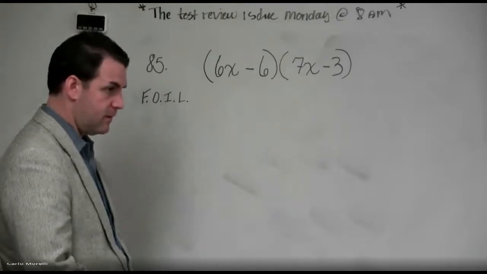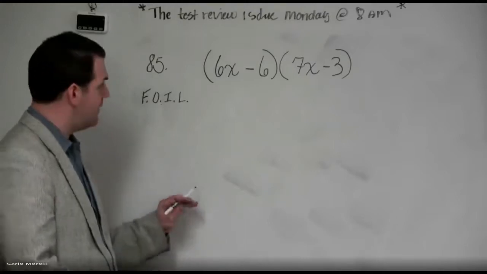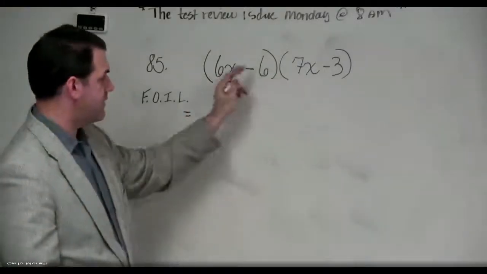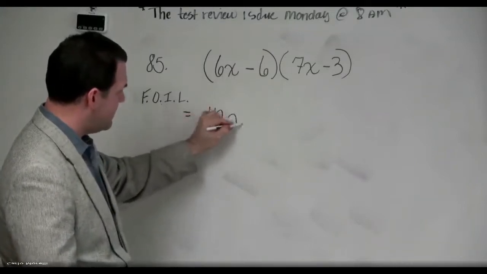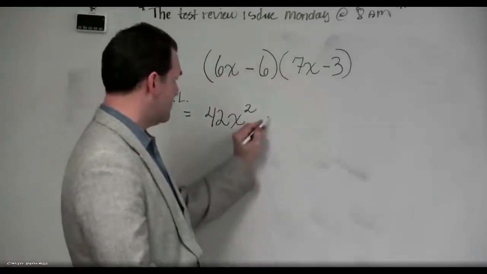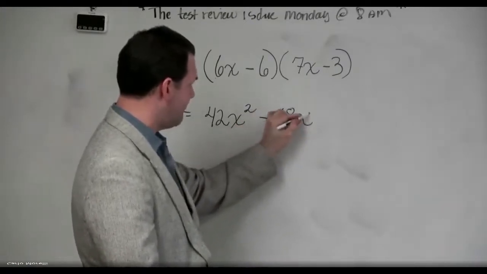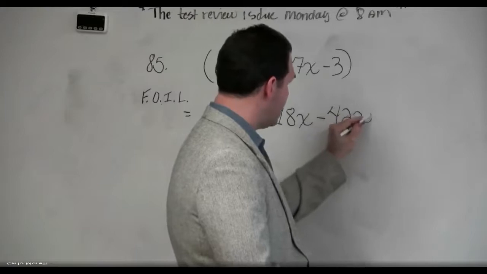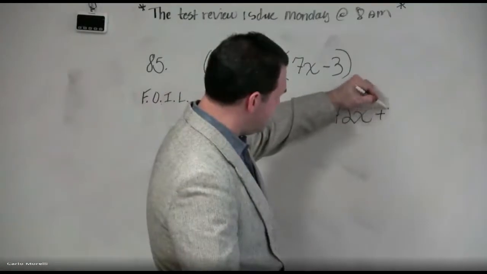Okay. So I see a few pencils moving, but I see other people probably want me to help a little bit. So what this is going to look like is first we multiply these numbers. 6 times 7, 42. X times x, x squared. Okay. Now outer, 6x times -3, -18x. Inner, -6 times 7x, -42x. And then finally, -6 times -3, +18.